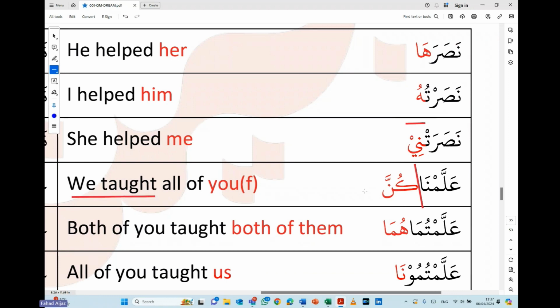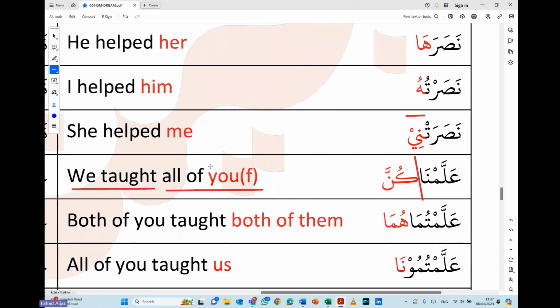We taught. Now that you have translated this, you come to the pronoun that is attached. It's kunna. Now you have to find what kunna is. If you know the pronoun chart, you would know it's the antunna attached form. It was antunna, and it is made kunna because it's an attached form of antunna. So that translates to all of you. Okay? Is the process clear?